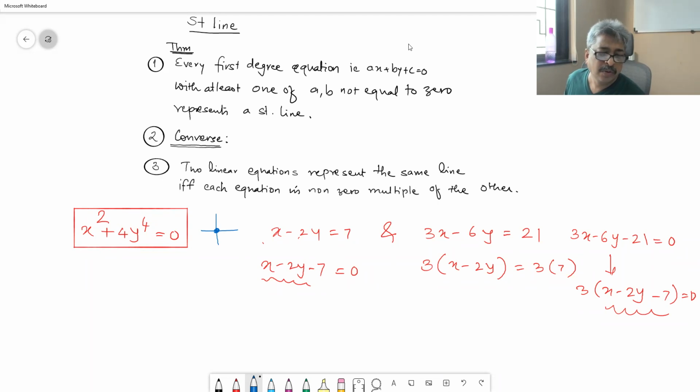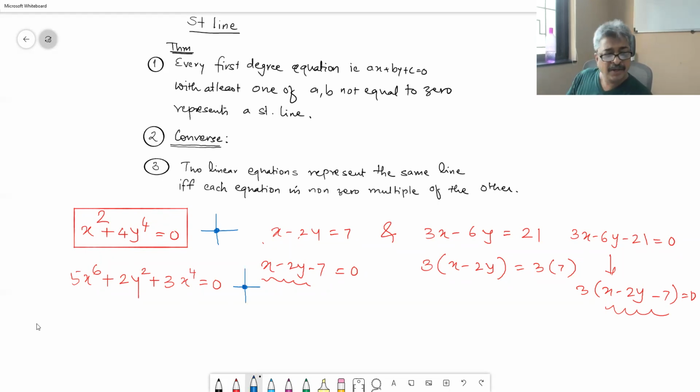Now, suppose I write some other expression: 5x to the power 6 plus 2y squared plus 3x to the fourth is equal to 0. I have ensured that there is no negative sign in between and all the powers are even. Therefore, again, the solution set of this is a point, the origin.